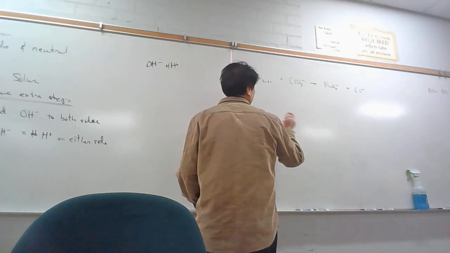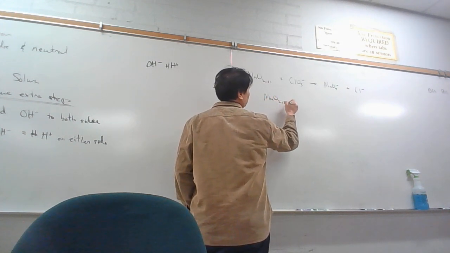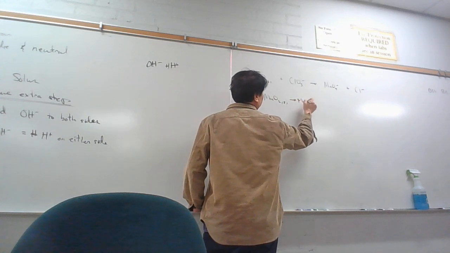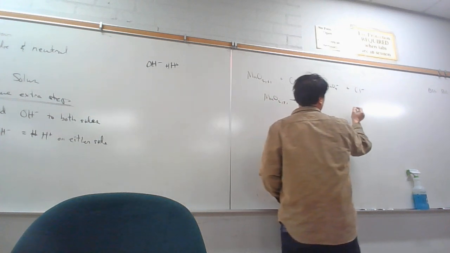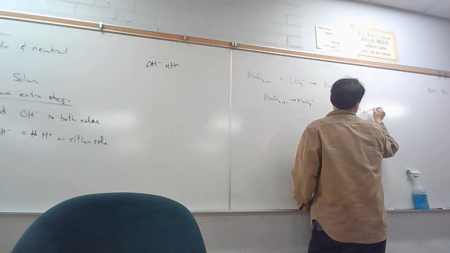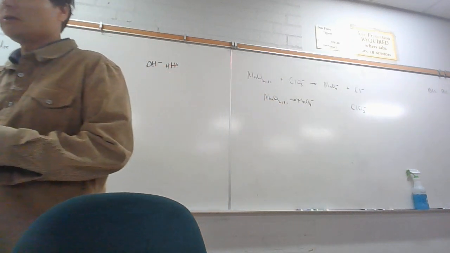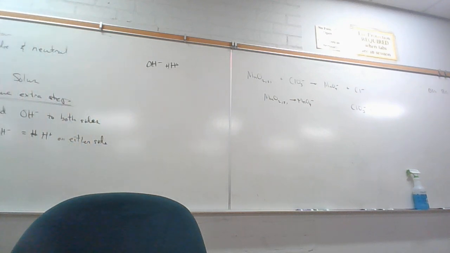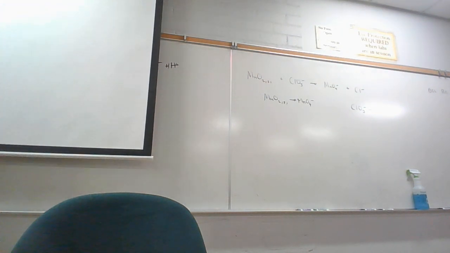In skeleton redox, what we do is we break it up into half reactions. So the first half reaction is MnO2 goes to MnO4 minus. The second half reaction is ClO3 minus goes to Cl minus. Sometimes these half reactions are common, and we can just copy them off a chart. Let's see if our chart has these particular half reactions here, so I can save myself some work.